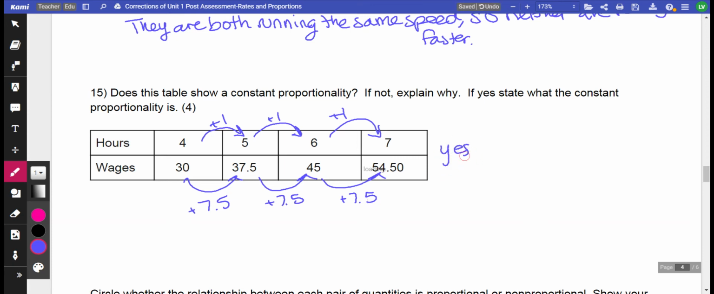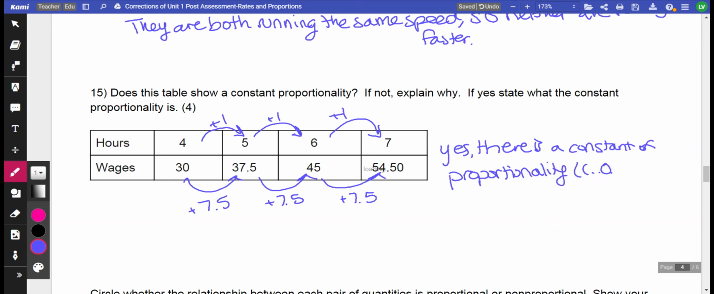So yes, there is a constant of proportionality. You may have abbreviated it as COP. And then your constant of proportionality is 7.5 divided by 1, or $7.50 per hour.